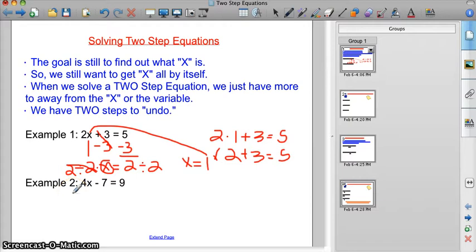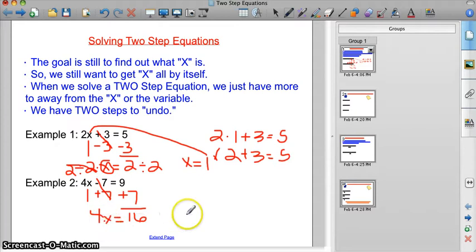Let's try example 2 just to make sure you understand. I have 4x minus 7 equals 9. The first thing I'm going to do is move this minus 7. The opposite of subtracting 7 is adding 7, so that's what I will do. I do this to both sides because we always have to balance the equation. Minus 7 and plus 7 equals 0, so they cancel out. Now I'm left with 4x equals 9 plus 7. 9 plus 7 is 16.